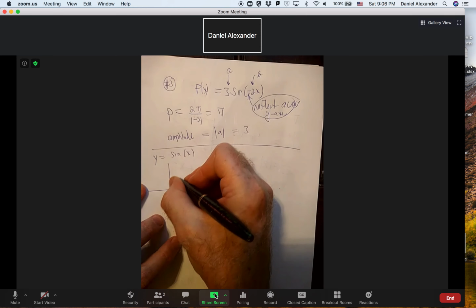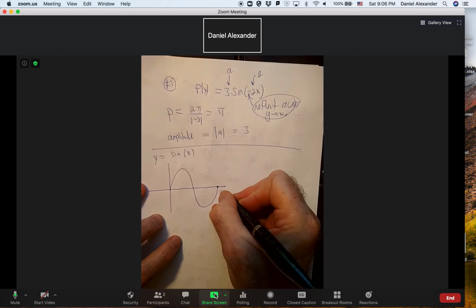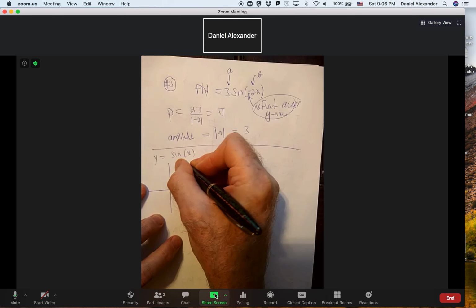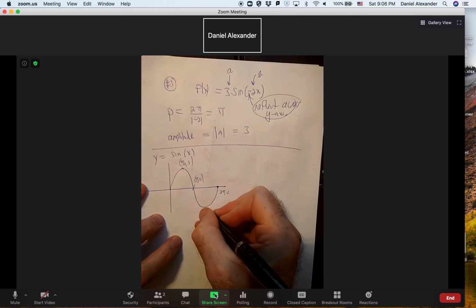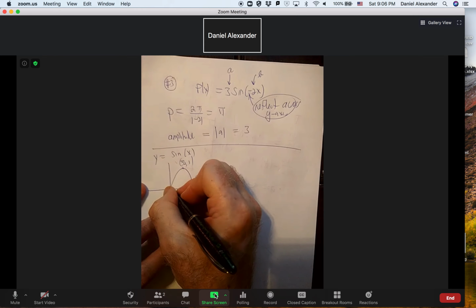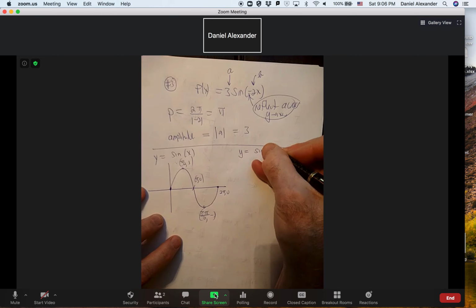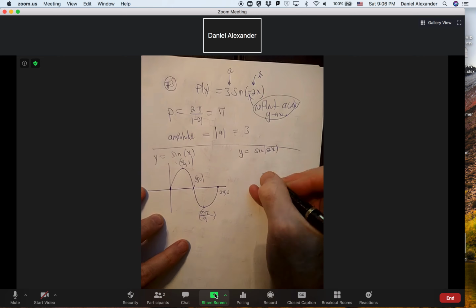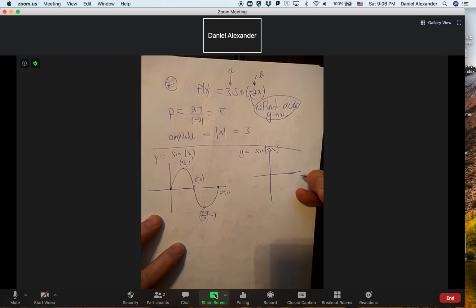Here's the sine graph. 2 pi, 0, pi over 2, 1, pi, 0, 3 pi over 2, minus 1, and 0, 0 right there. Okay, so we're going to do y equals sine of 2x. So the period now is just going to be pi. We're going to go up, down, and over.